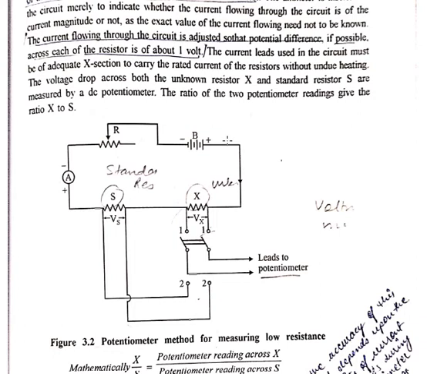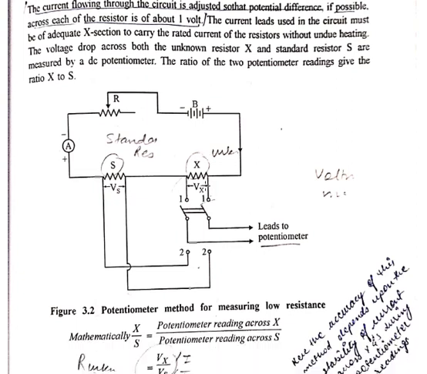While selecting this standard resistance, we have to keep two things in mind. First, the resistance of this standard resistor should be accurately known and should be of the same order as the resistance under test, like this X. And the current rating of this standard resistance S should be of the same order or higher than the resistance under test, or this unknown resistance.